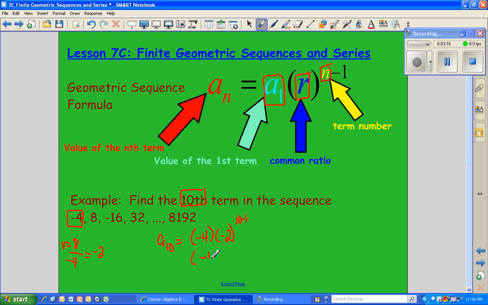It's important that you follow your order of operations and that you use your parentheses when you're using the calculator. You don't want to multiply before you deal with exponents. Exponents go first. So a -2 raised to the 9th power. Make sure you put that negative in the parentheses so it's going to be raised to the power as well, is -512 times -4 is going to give me 2048 is going to be the 10th term in the sequence.